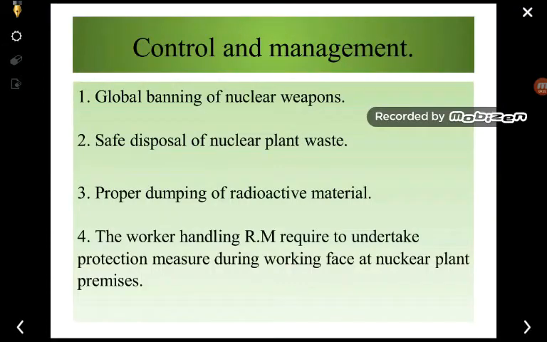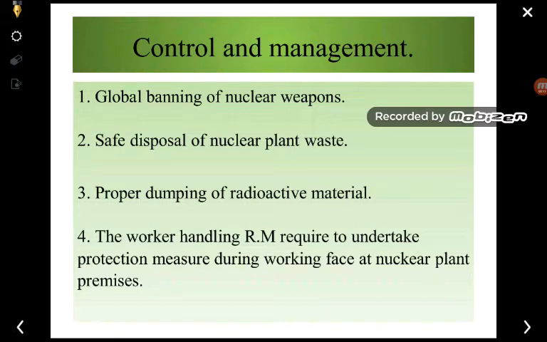Good morning, students. Today we are going to continue our next topic of radioactive waste, that is control and management. So what all things should be considered in order to manage this radioactive waste?